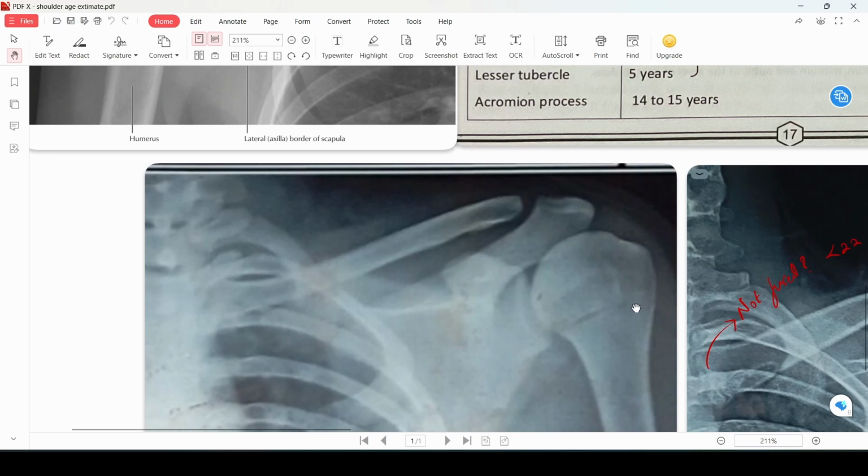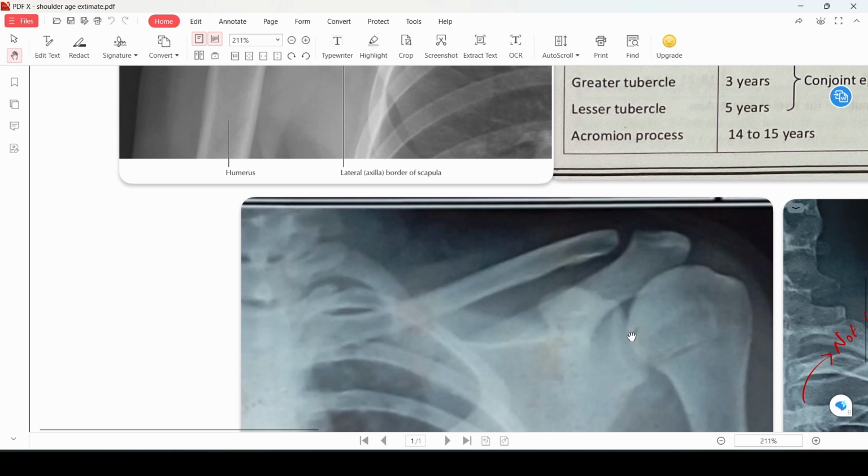So what else can you see? Can you see the greater tubercle? Yes. That means she is obviously more than 3 years. You can see the smaller tubercle also, so she is more than 5 years of age. So we got a range here, 5 to let's say 18. So with just this bone we could understand that.